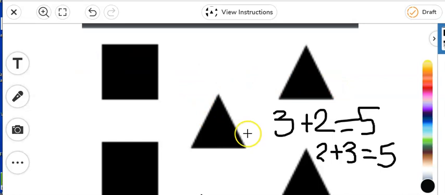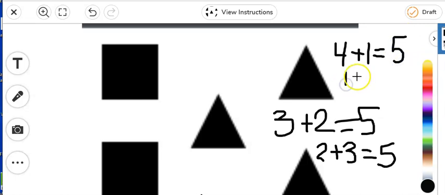All right, and then I could change a little bit. I can say, well, here's a group of 4 shapes right here, so I know that 5 is 4 plus 1 equals 5, and then I could flip it and say, or 1 plus 4 equals 5.